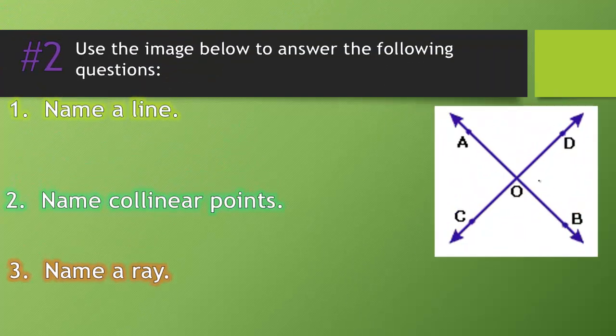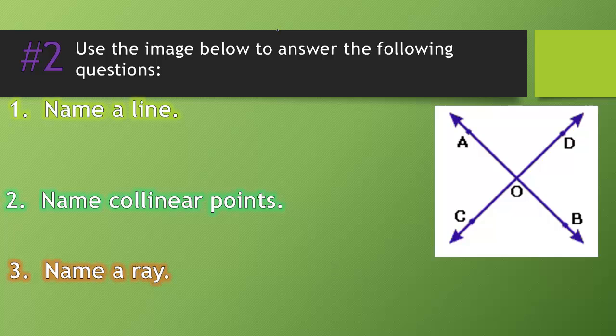All right, your turn. So I want you to try and name a line, and then name some collinear points, and then name a ray. So take a minute, write down what you think, and just because you might not have what I have doesn't necessarily mean it's wrong. So take a minute, pause it, write it down. I really want you to do this.